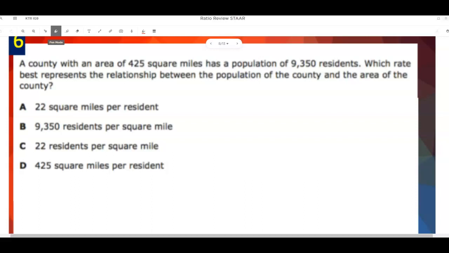Alright, here we go. So, I need your attention. A county with an area of 425 square miles has a population of 9,350 residents. Which rate best represents the relationship between the population of the county and the area of the county?